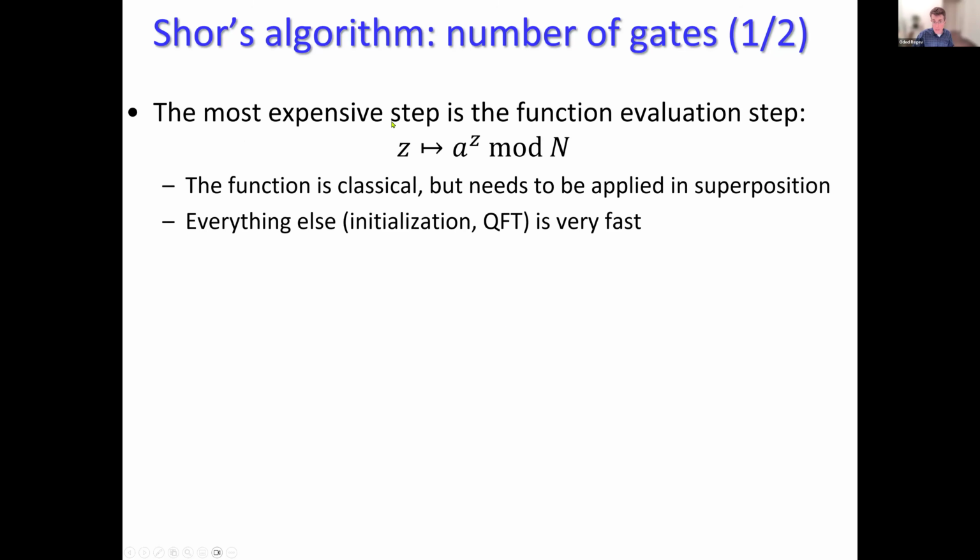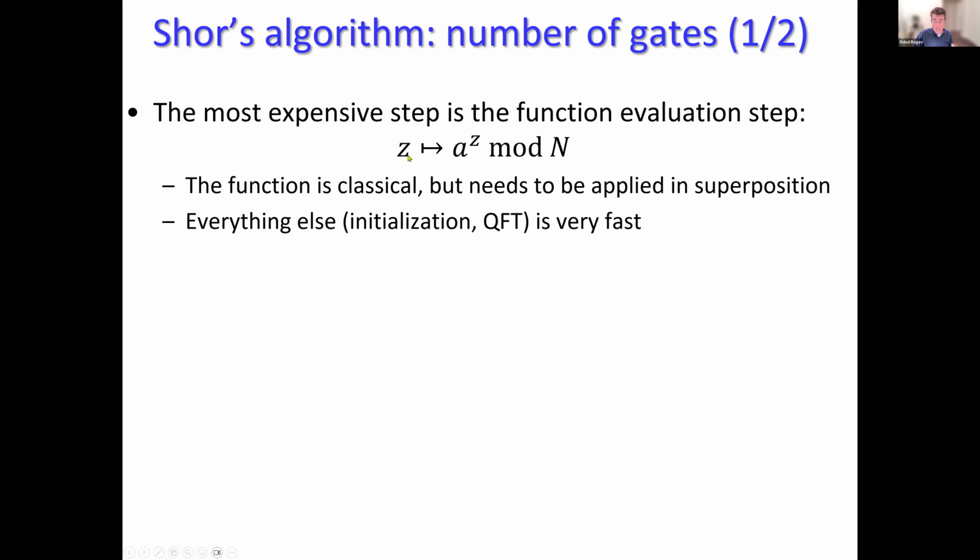The most expensive step, and this is well known, is just the function evaluation. Computing this exponentiation is the most painful, most expensive thing here. Everything else is very easy. The quantum Fourier transform is super easy. Initialization is easy. It's all very fast. This is the only thing that really takes effort. This is the classical function, right? But we have to compute it in superposition. How do you compute such a function?